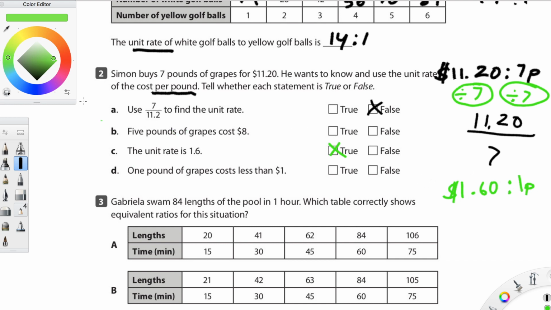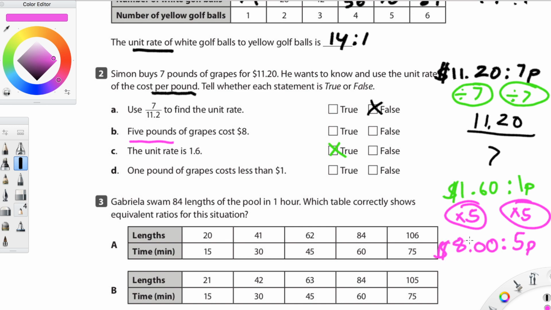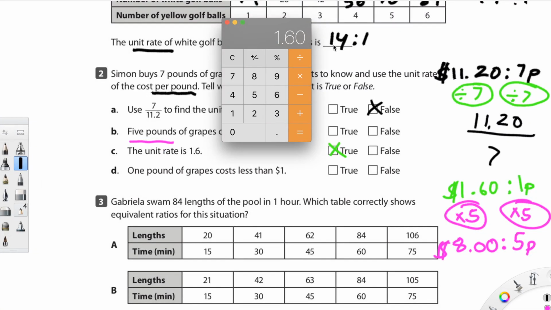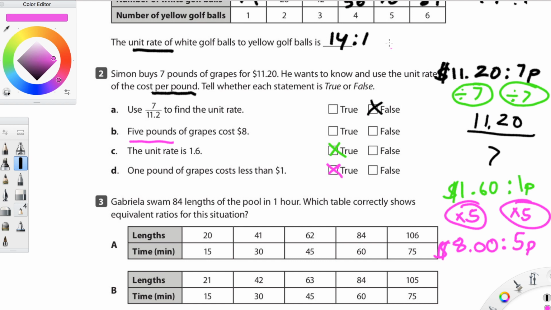Now, 5 pounds. We need to find out how much 5 pounds are. So for 5 pounds, it's going to cost us $8. To get from 1 pound to 5 pounds, we need to multiply by 5. And whatever we do to one side, we need to do to the other side. Right here, I guess just trust me in my math. Yep, that works. $8 to 5 pounds. 1.60 times 5, I'll do it just real quick. 1.60 times 5 is 8. It works out. So this would be true.